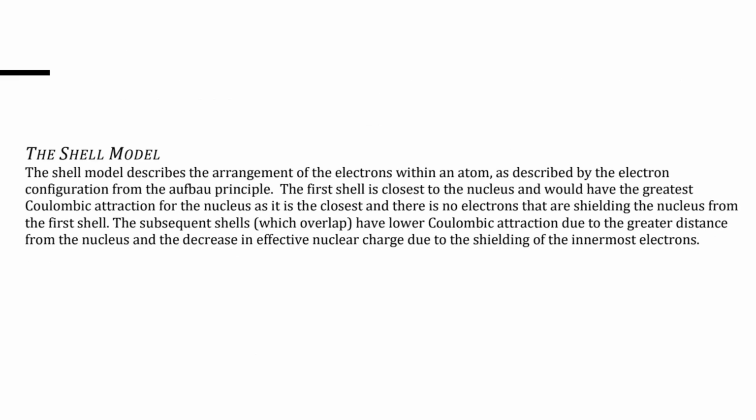The shell model describes the arrangement of electrons within an atom as described by the electron configuration from the Aufbau principle. The first shell is closest to the nucleus and would have the greatest Coulombic attraction since it's the closest, and there are no electrons shielding the nucleus. Shielding means decreasing the attraction. The subsequent shells, which overlap, have lower Coulombic attractions due to the greater distance from the nucleus. They decrease in effective nuclear charge because the innermost electrons shield it, or prevent it from being fully attracted to the nucleus.